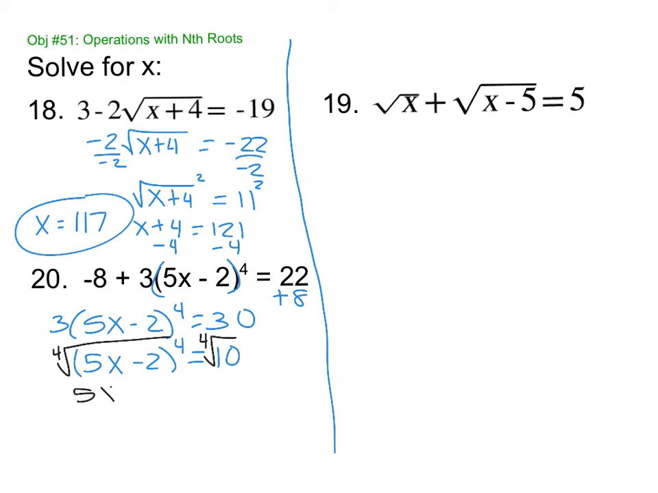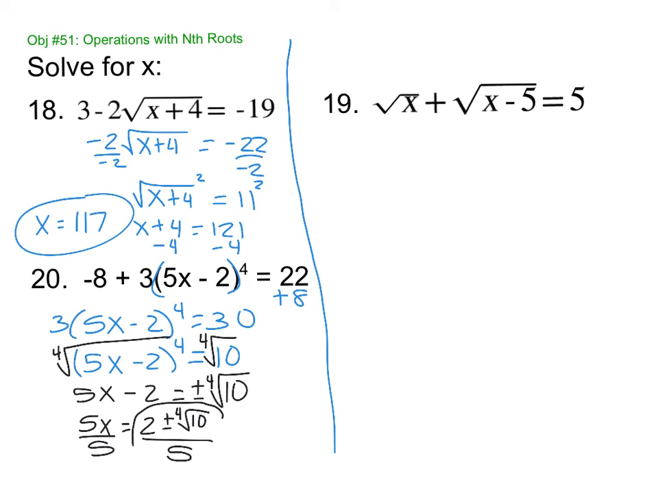So 5x minus 2 equals, what's the 4th root of 10? We don't know, so we're going to leave it the 4th root of 10. And because it's even, just like with a square root, remember quadratic formula, we actually have to put a plus or minus in front. So then I'm going to move my 2 to plus or minus the 4th root of 10, and then divide by 5. So this is my answer.